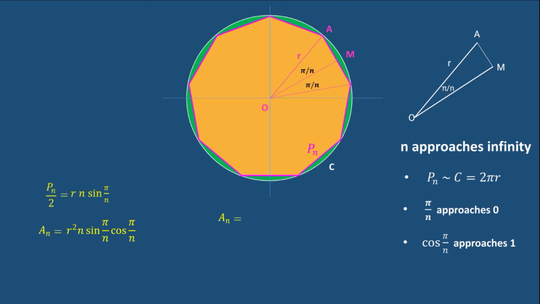What did we finally get? Area of the circle equals pi r squared.